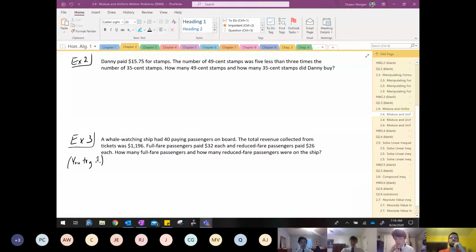You can get away with working a problem without a chart, but especially early on, I think it's extremely helpful to make use of a chart. And so that is what we are going to do today.